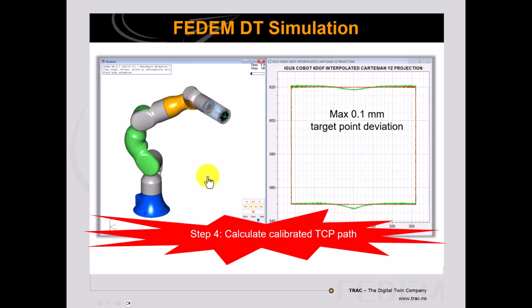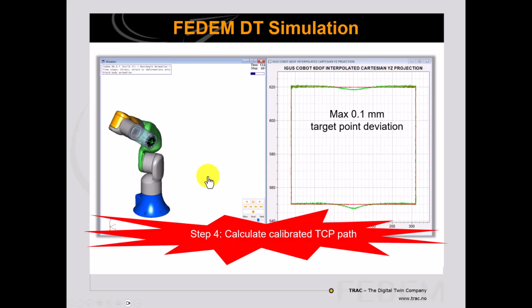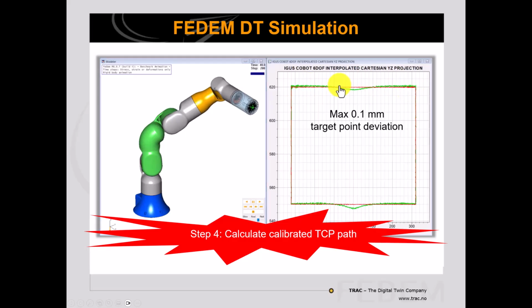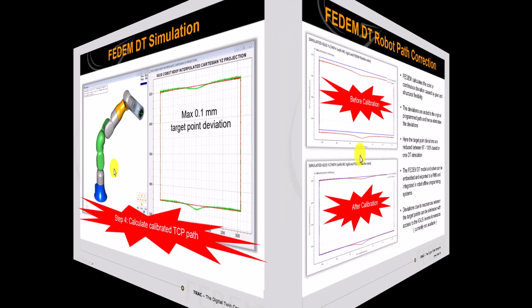And here you see this is how the robot performs after the calibration. And here you see that the kinematic path and the FEDEM path is very much aligned. And the maximum deviation now is roughly 0.1 millimeter in the 4 target points.